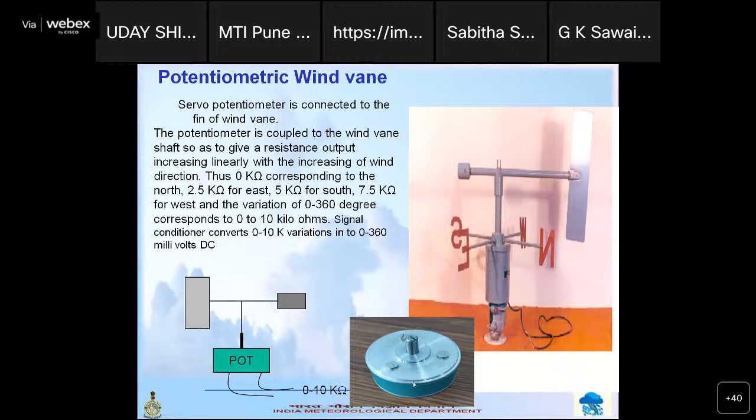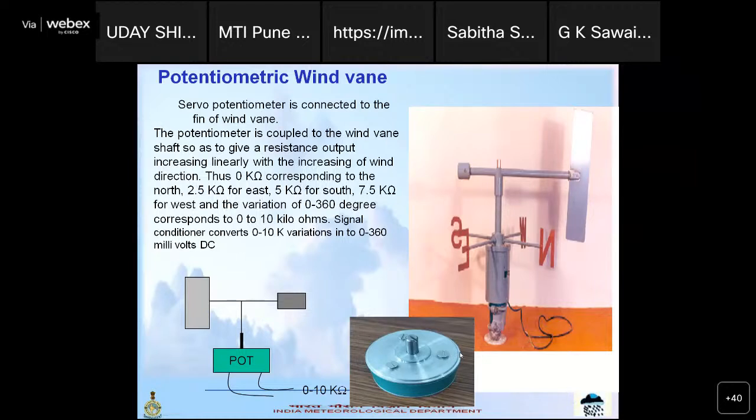Half of this potentiometer: what is the value of the half of the potentiometer? Exactly half of 10 K, it is 5 K. So it will show here 5 K. If the 3/4 is there, it will show 7.5 K. In this direction, 1/4 of the 10 K is 2.5 K. So here you will get 2.5 K.